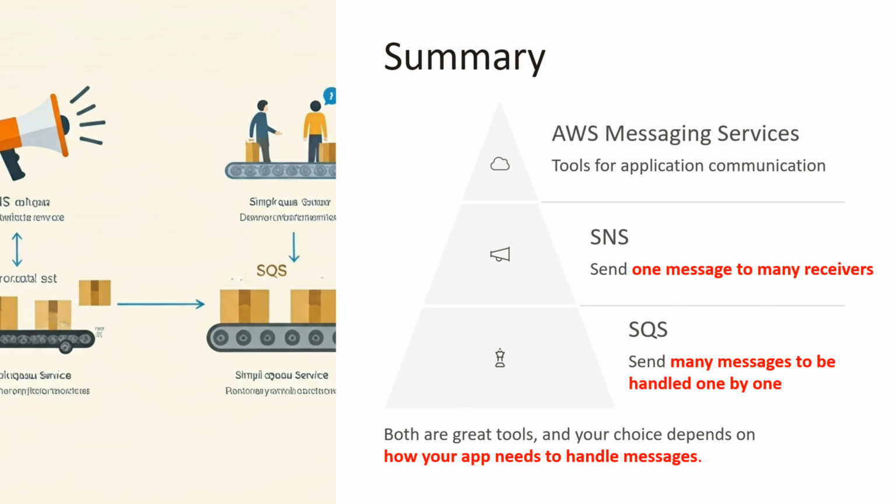Now we will see the summary. AWS messaging services are tools for application communication. SNS sends one message to many receivers. SQS sends many messages to be handled one by one. Both are great tools, and your choice depends on how your app needs to handle messages.